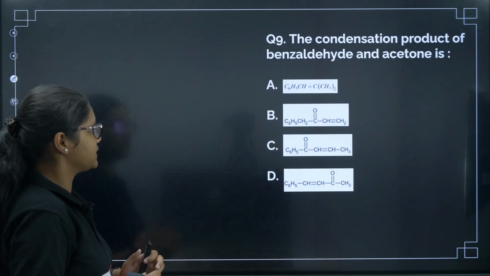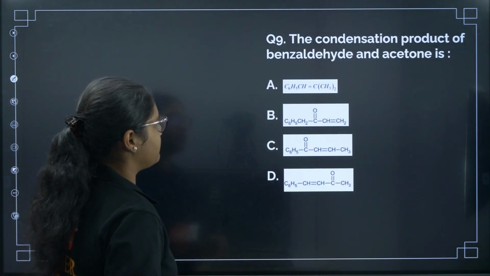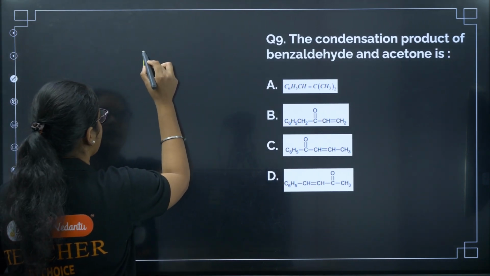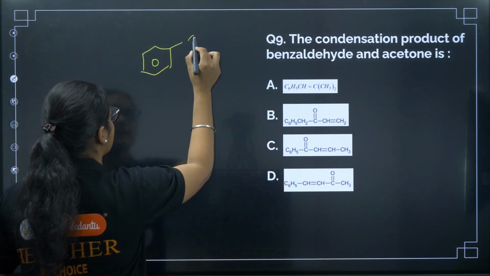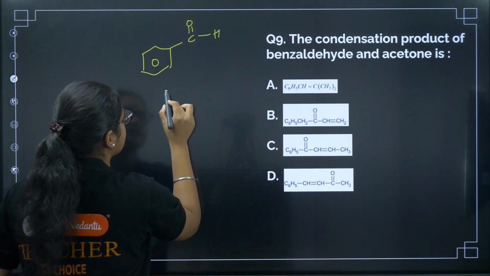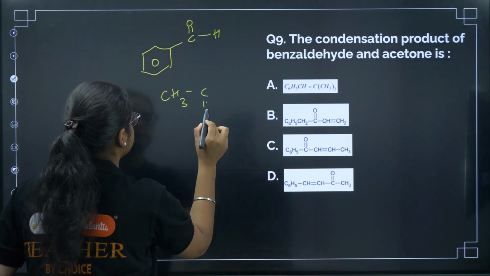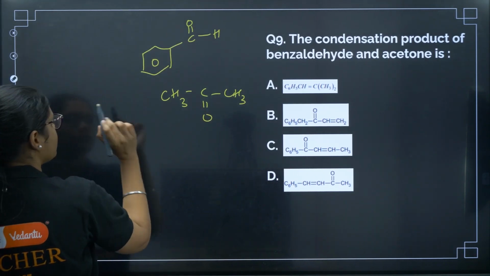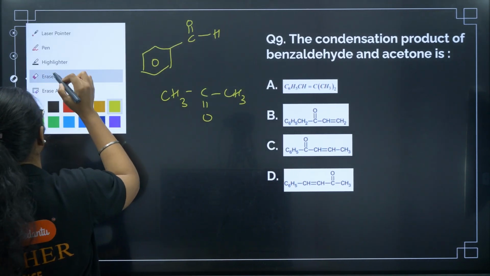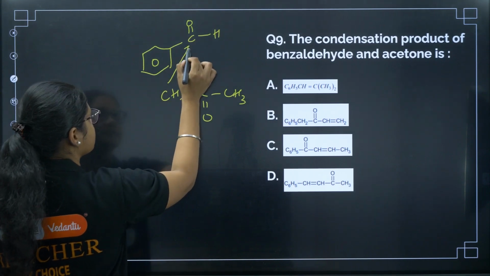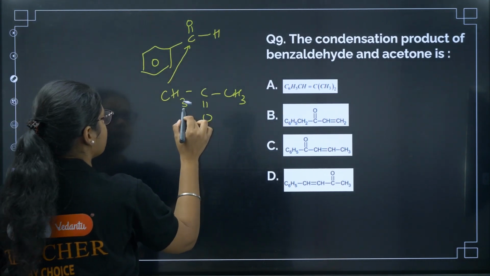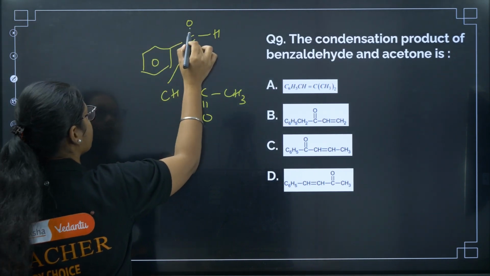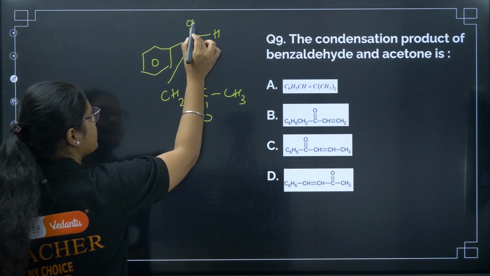Now let us go to the next question. The condensation product of benzaldehyde and acetone. So this is aldol condensation, very important. We have benzaldehyde and you have acetone, right? So we know the trick to find the product. This is your alpha carbon. So you have to connect this carbon to this carbon, okay? And then you have to remove one hydrogen here and remove the bond here, and whatever hydrogen you removed here, add that hydrogen here.